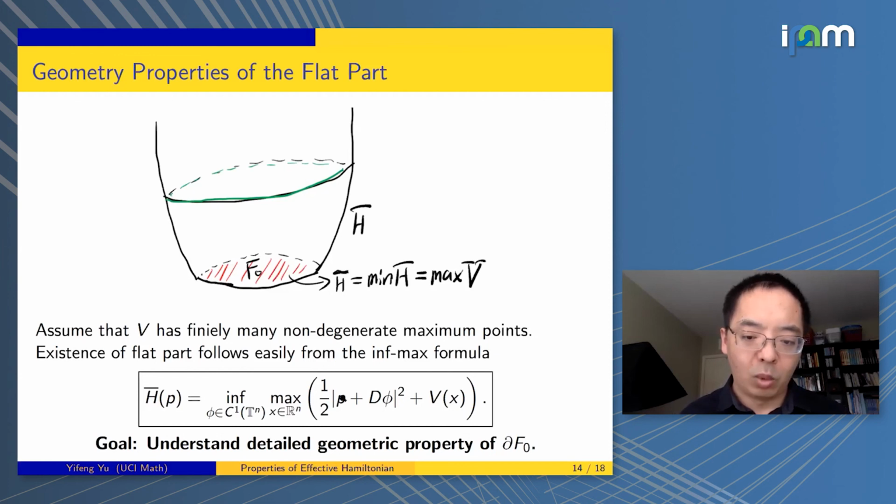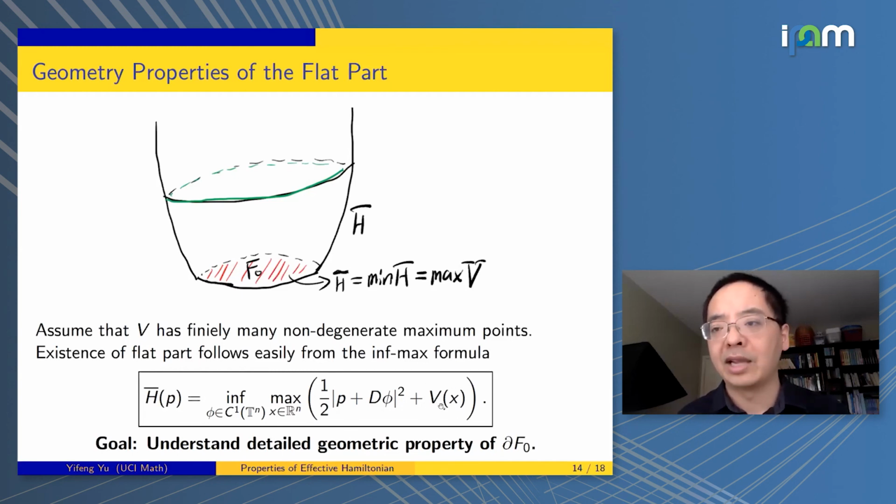First of all, you see this H bar, because this term is always positive, it is always no less than the maximum of V. So we know the minimum has to be no less than the maximum of V. The question is whether this is achievable.